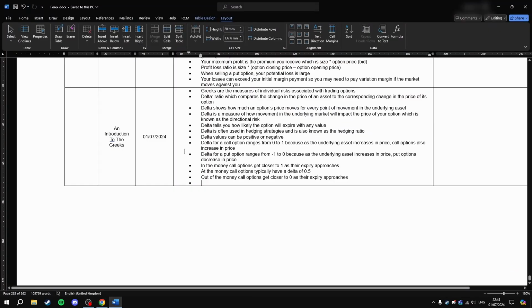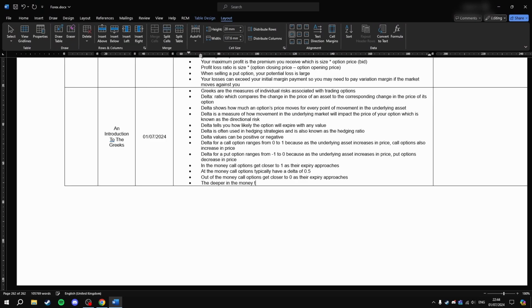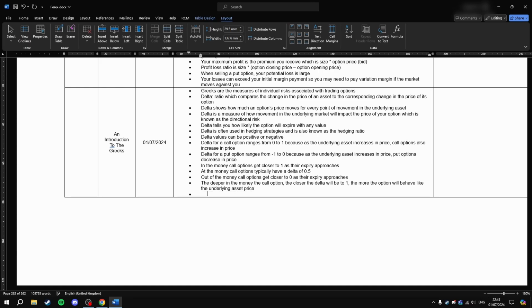So the deeper in the money the call option, the closer the delta will be to 1, the more the option will behave like the underlying asset price.